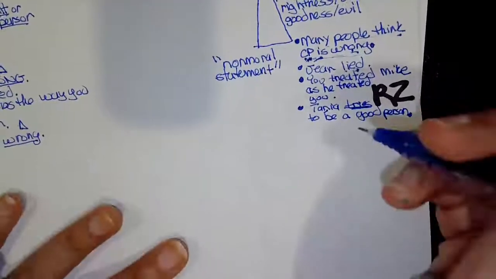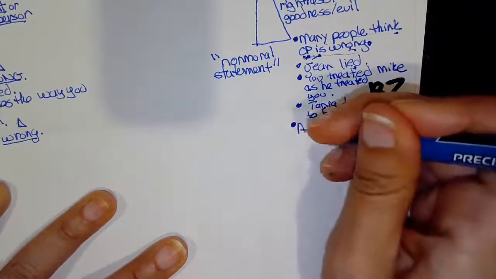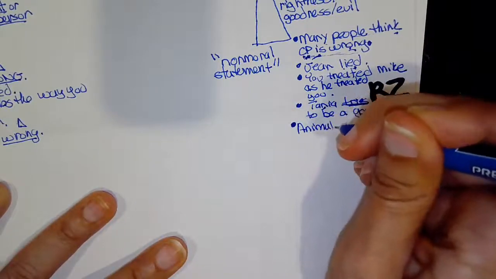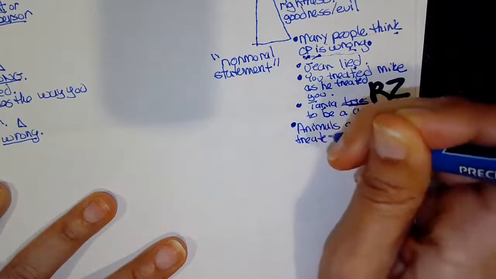So one more example of how we're using non-moral statement. Animals are treated cruelly.